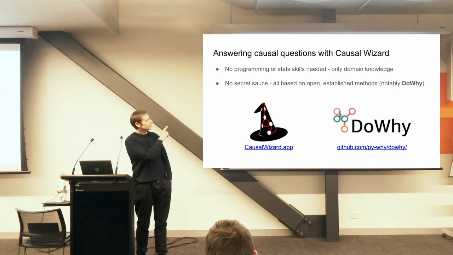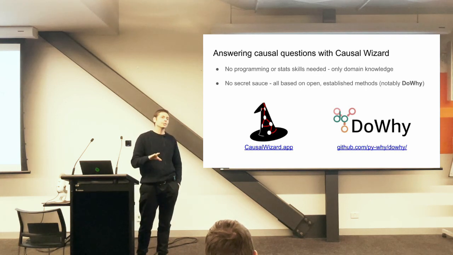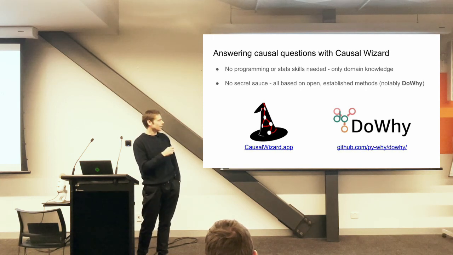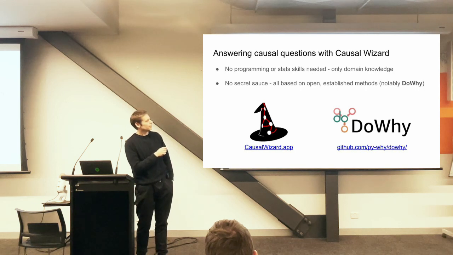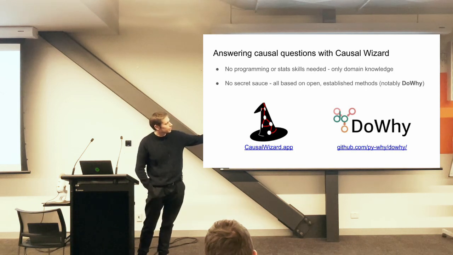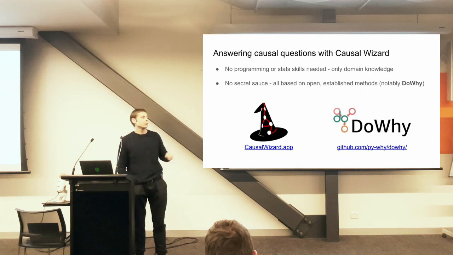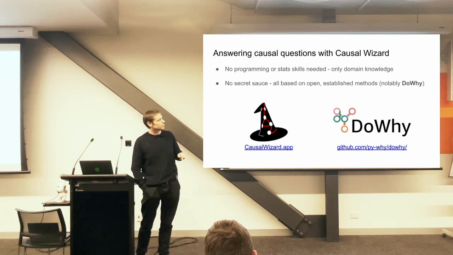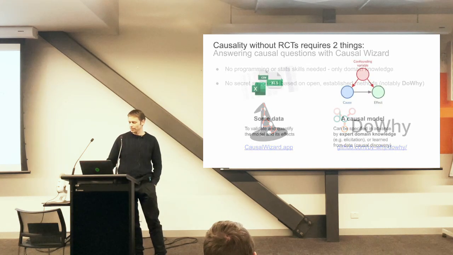Another thing I'd like to make clear is that the tool doesn't contain any secret sauce. There are no methods or algorithms that are not published in the literature. It's mostly based on a library that I'd recommend called DoWhy. So everything you can do in Causal Wizard, you can also do with this Python library called DoWhy, which I highly recommend.